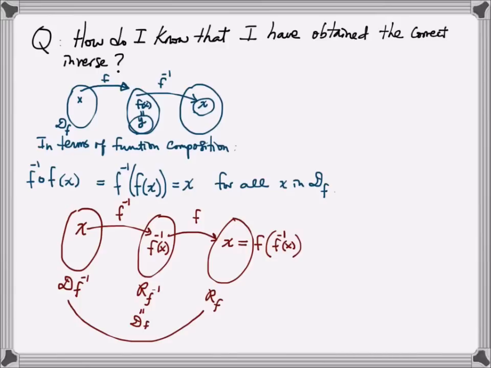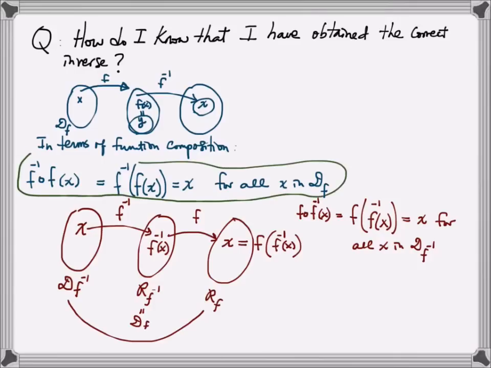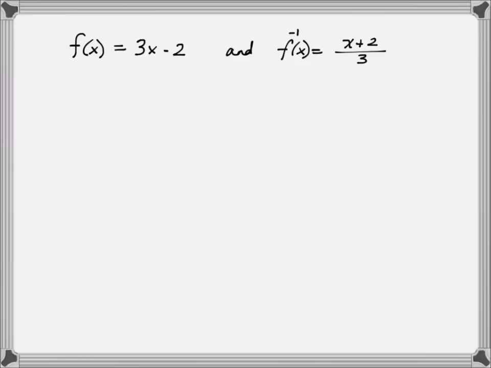This gives us another cancellation property, which in terms of function composition I can write as f circle f inverse of x is equal to x. And this has to be true for all x in the domain of f inverse. So when we talk about function cancellation properties, we're looking at this one and this one. We can now use the function cancellation properties to go back and verify whether or not the inverse I found before was actually correct.